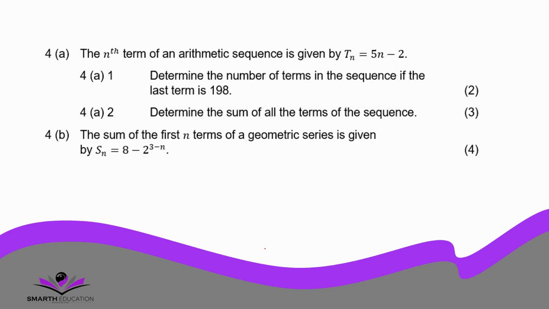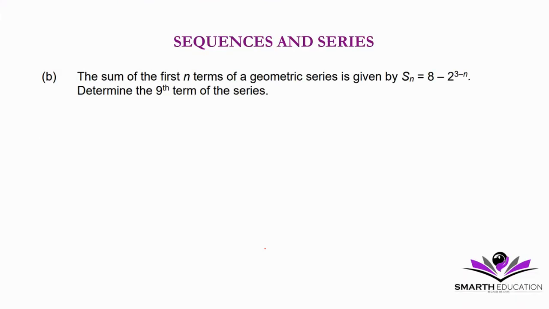Welcome back. Let's do question 4b. The sum of the first n terms of a geometric series is given by Sn is equal to 8 minus 2 to the power 3 minus n. Remember that Tn is equal to Sn minus Sn minus 1.